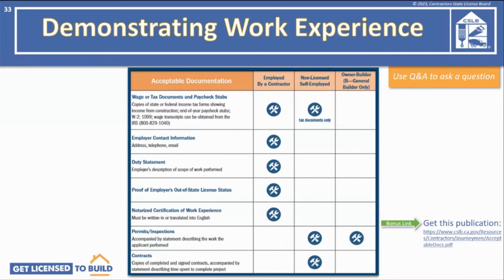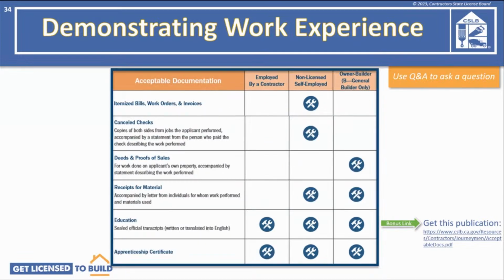On the lower right of the screen, you'll see a link to this publication on our website, along with additional information on experience documentation. If you look at the chart, you can see the first column is for documents you can use if you were employed by a licensed contractor. The second column is for documenting your experience if you've been self-employed. The third column is for documentation you will need if you're applying for a Class B general building contractor license and need to use owner-builder experience to meet the experience requirements.